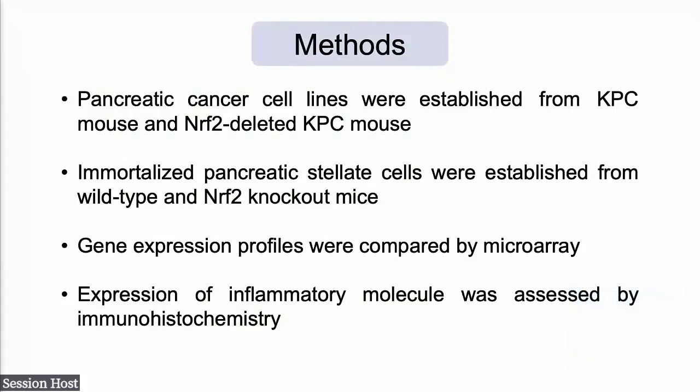As a method, pancreatic cancer cell lines were established from KPC mouse and NRF2 deleted KPC mouse. And immortalized pancreatic stellate cells were established from wild-type and NRF2 knockout mice. Gene expression profiles were compared by microarray, and expression of inflammatory molecules was assessed by Western blot and immunohistochemistry.